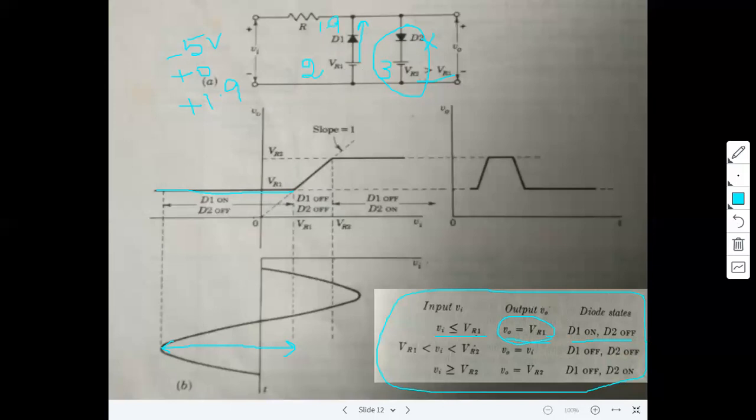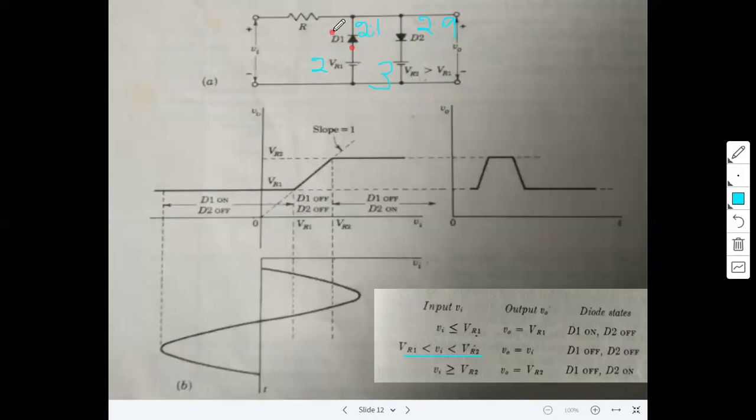Now coming to the second case. What is the second case? Vi greater than VR1 and less than VR2. So this is 2 volts, this is 3 volts. Now the range is 2.1 to 2.9, whatever the range may be. Now what is here? 2.1, here it is 2.